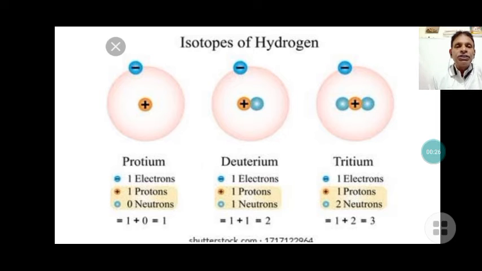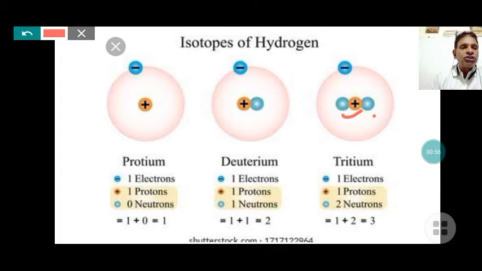The first one is protium, which contains only one proton and one electron. It is the natural hydrogen. Next is deuterium. Deuterium contains one proton and one neutron in the nucleus and one electron revolving around the nucleus. And the third one is tritium. It has two neutrons and one proton in the nucleus and one electron revolving around.